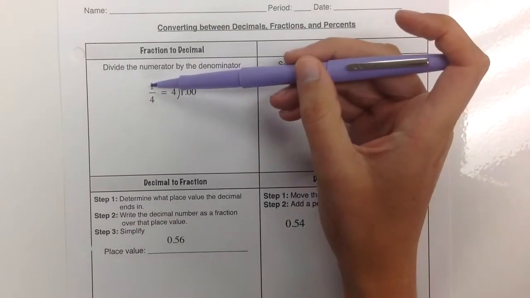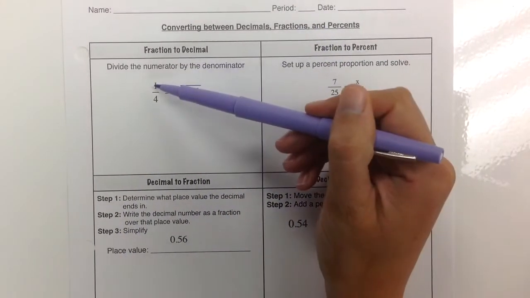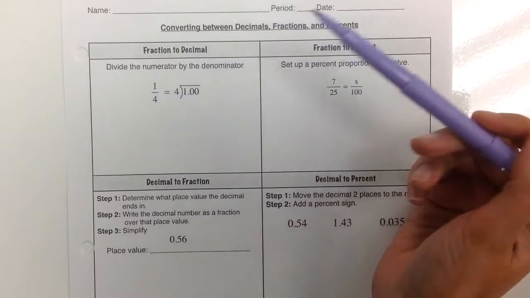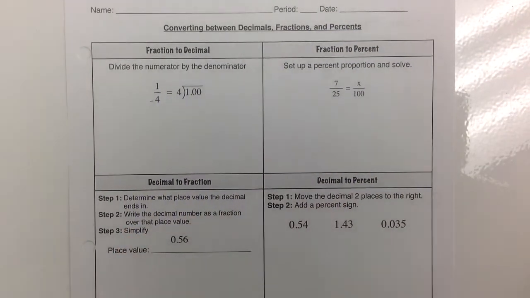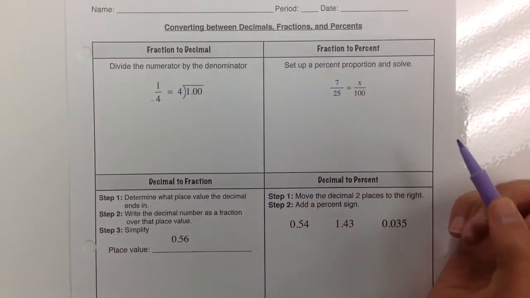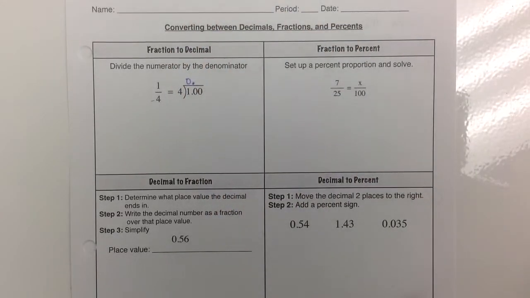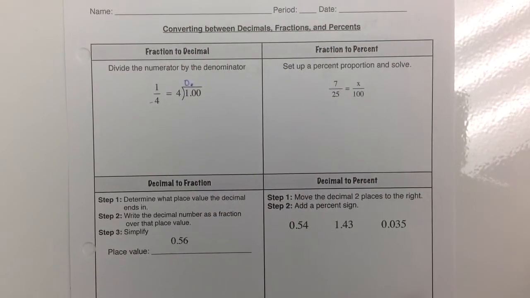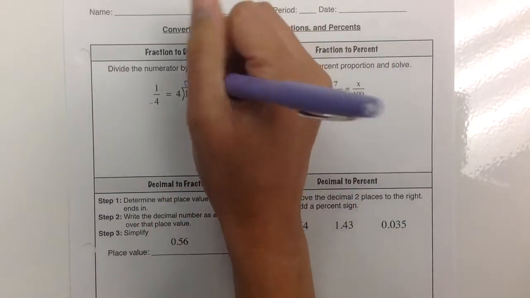So it means that I'm dividing my numerator by my denominator, which is what I'm going to do. It is okay to divide a smaller number by a bigger number. So our numerator goes on the inside, the denominator goes on the outside. So 4 goes into 1 0 times. I'm going to bring that decimal point directly above the decimal in the dividend. It goes into 10 twice.